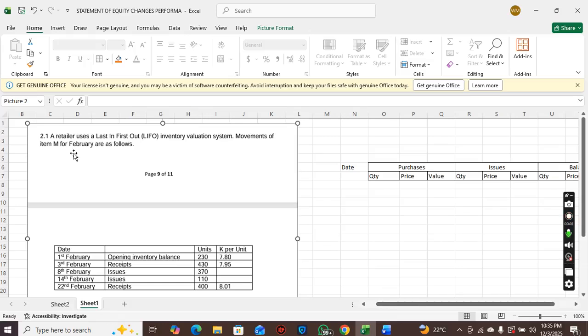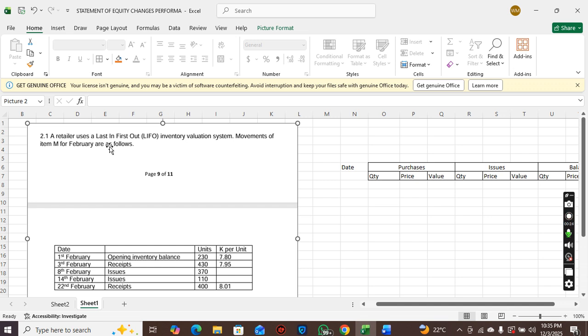Question. A retailer uses the last in first out inventory valuation system. Movements of item M for February are as follows. So colleagues, this topic is under inventory valuation. The purpose of doing this is, number one, to find the value of the closing inventory.